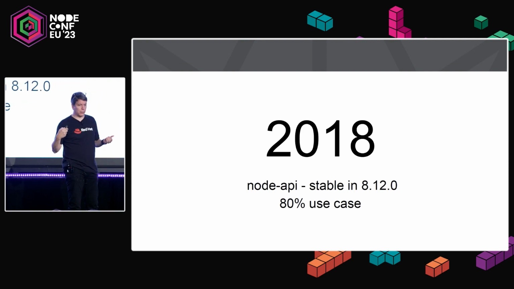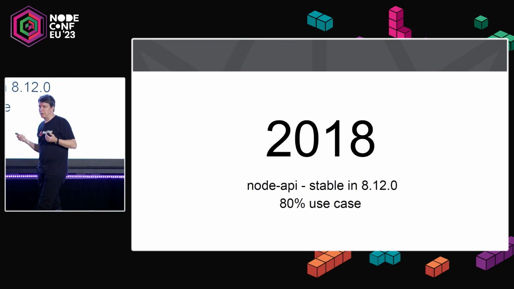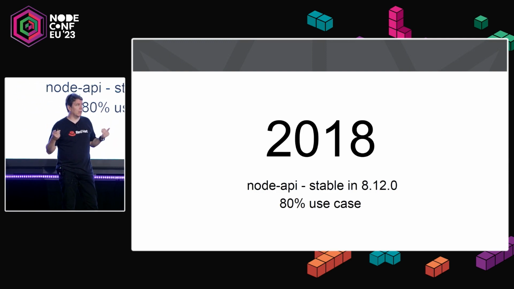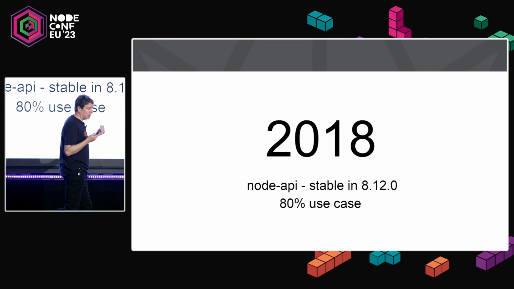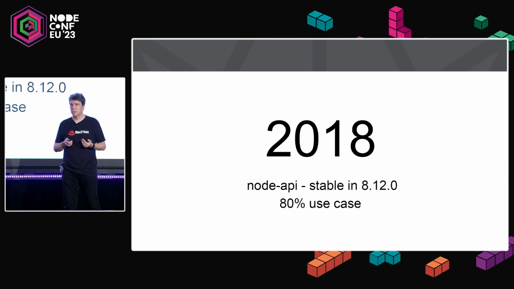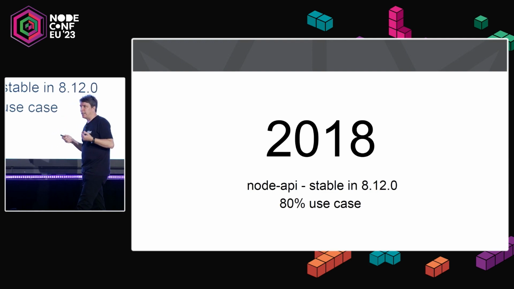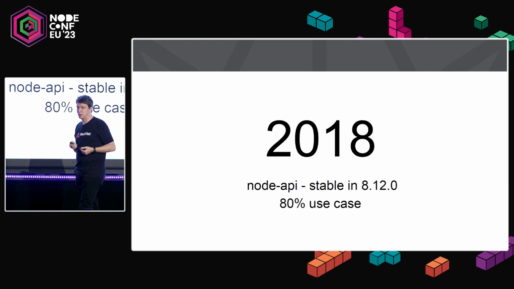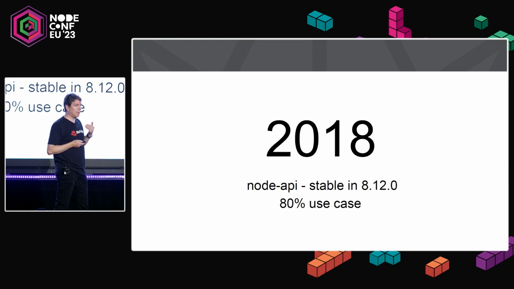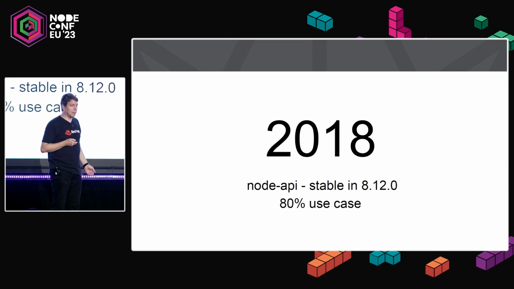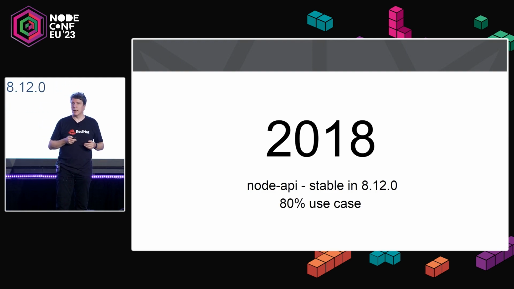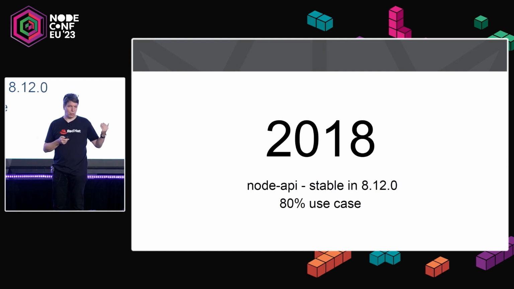So let's move forward to 2018. And actually, this work started earlier. It was closer to 2016. We got together in a Node.js collaborator summit, and we were talking about what are some of the biggest challenges that still face Node developers. And it was discussed that creating native add-ons and maintaining them was still one of those main pain points. So at that point, we agreed that we should start working on an ABI stable API called node-api, which culminated in 2018 with it becoming stable in Node 8.12.